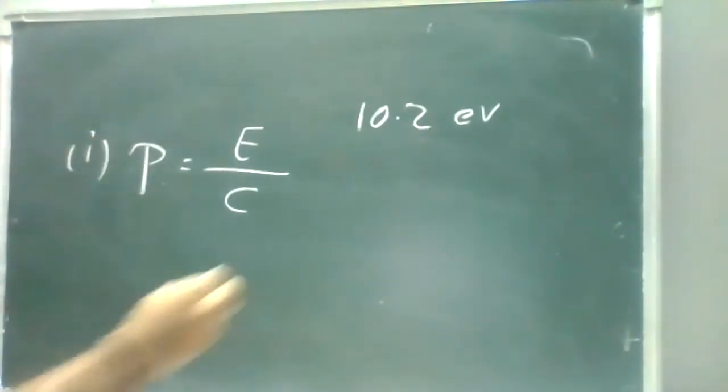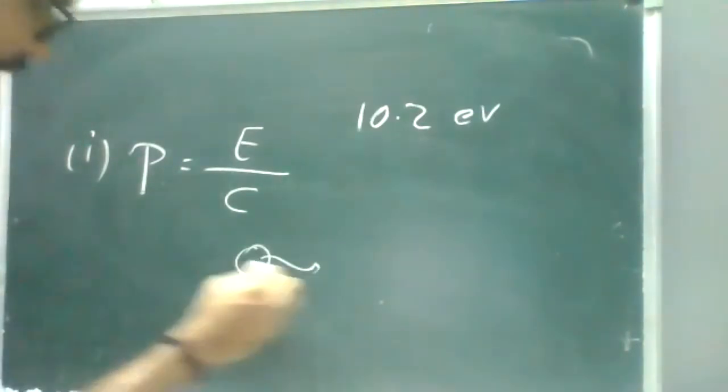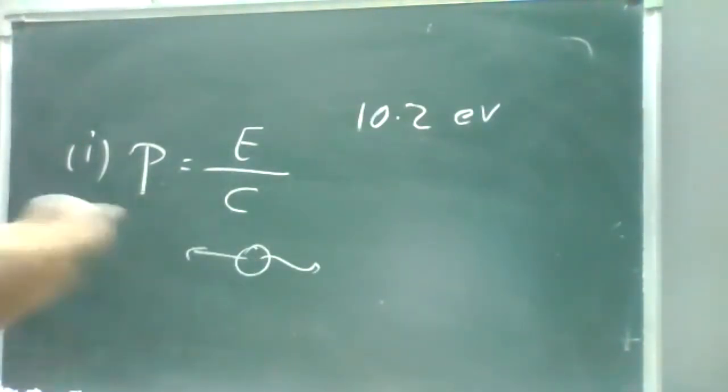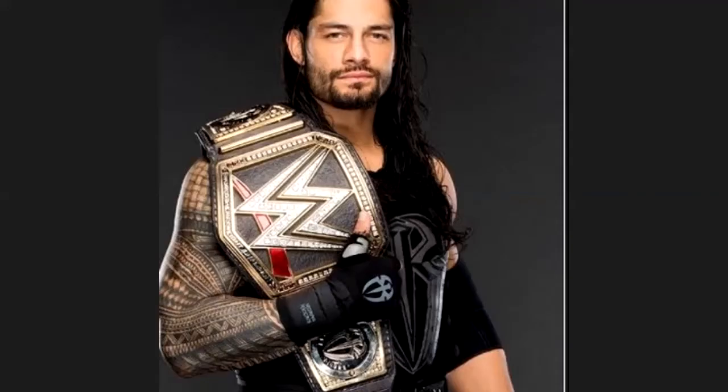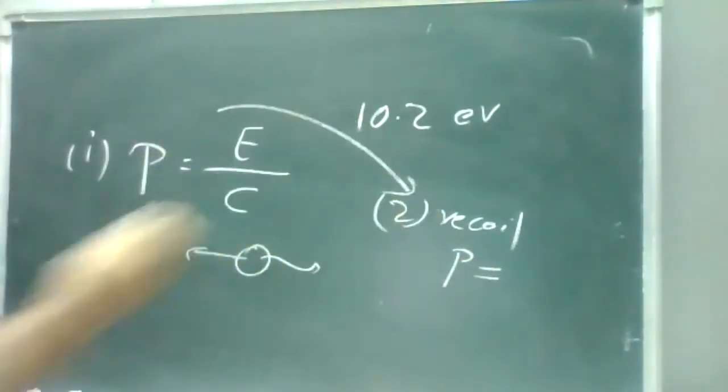Assume there is an atom, and as usual it gives out a photon, and the photon moves with some momentum. Both move in opposite directions, and both momentums are the same. Second, the recoil momentum is also the same. So whatever momentum you find for the photon, the recoil momentum is the same.